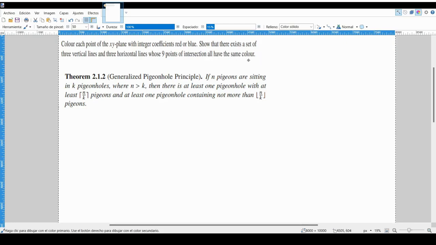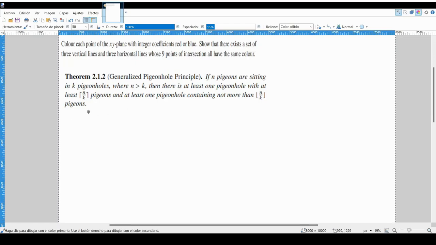This is a Ramsey theory coloring style problem, and here I have the definition of the generalized pigeonhole principle, which is very popular in some of the elementary Ramsey theory problems. This definition is from the book Basics of Ramsey Theory by Veselin Jungic, and it states that if n pigeons are sitting in k pigeonholes where n is strictly greater than k, then there's at least one pigeonhole with at least the ceiling of n over k pigeons. So that means the lowest integer greater than or equal to this value. And at least one pigeonhole containing not more than the floor of n divided by k pigeons, so the closest integer below or equal to this value.